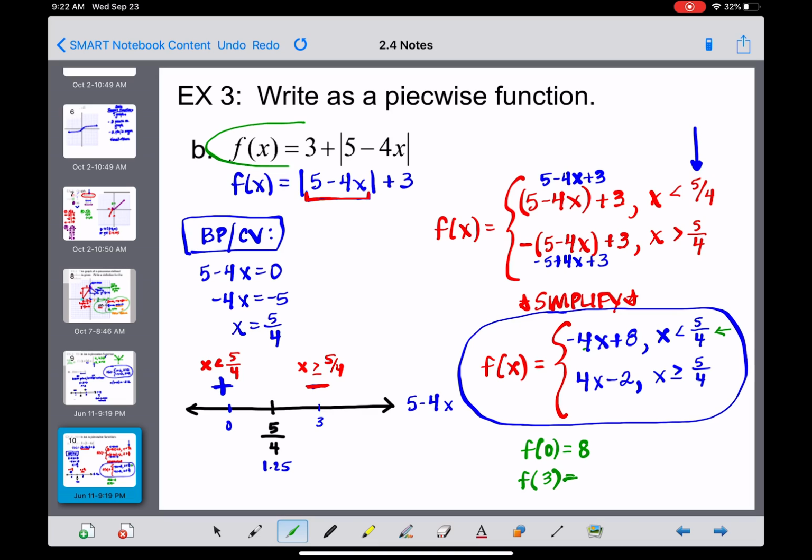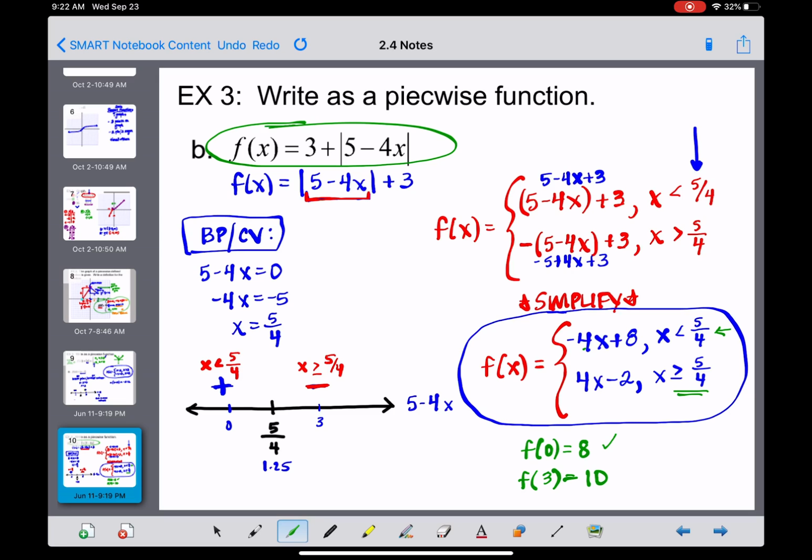Well, sub it back up here in the original. If I sub a 0 in there, I get 5 minus 4 times 0, which is 5. The absolute value of 5 is 5. 3 plus 5 is 8. That checks. And then check f of 3. So 3 is greater than or equal to 5/4, so 4 times 3 is 12, and 12 minus 2 is 10.